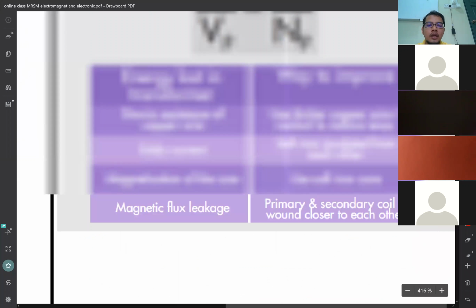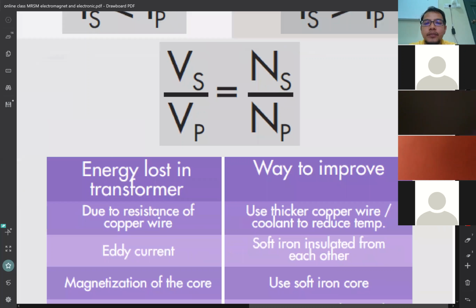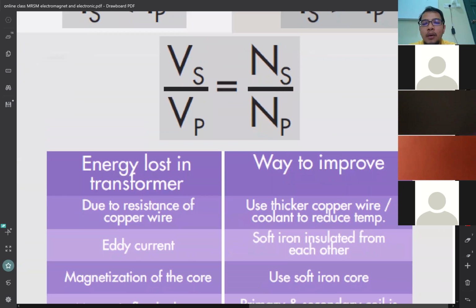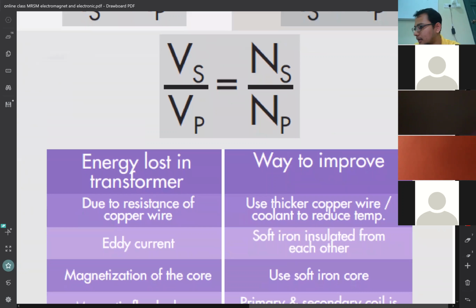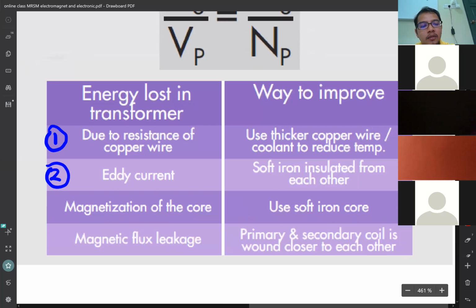Okay, so the final part of this one is why you can use this formula, based on one assumption actually. The assumption is that there's no energy loss or no power loss. But in reality, how can you say there's no power loss? So in reality, the energy will be lost, the power will be lost. Due to what? There are 4 reasons the power is lost in a transformer.